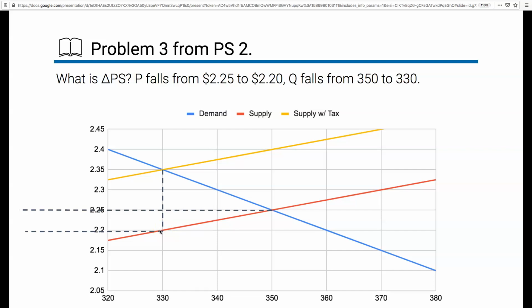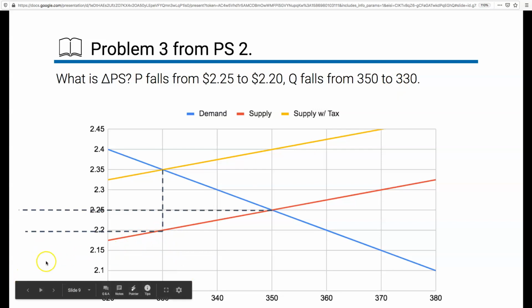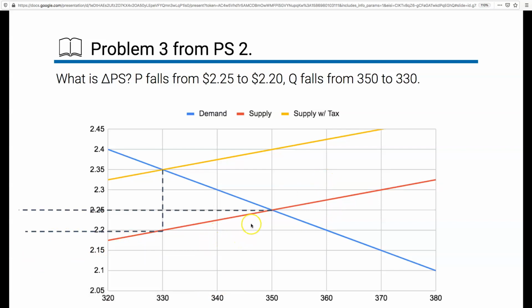But the second part of the bad news is that they're selling less now. They used to sell 350, now they're selling 330. So two things happen. Price falls and quantity falls as well. And so you don't need to know exactly where the supply curve originates and what's going on to the left of 320, which is where the graph ends, because you only need to calculate the change in the producer surplus, not the producer surplus itself.